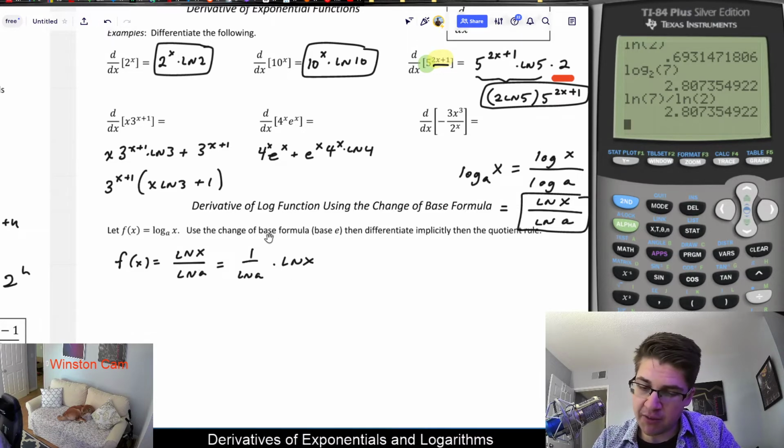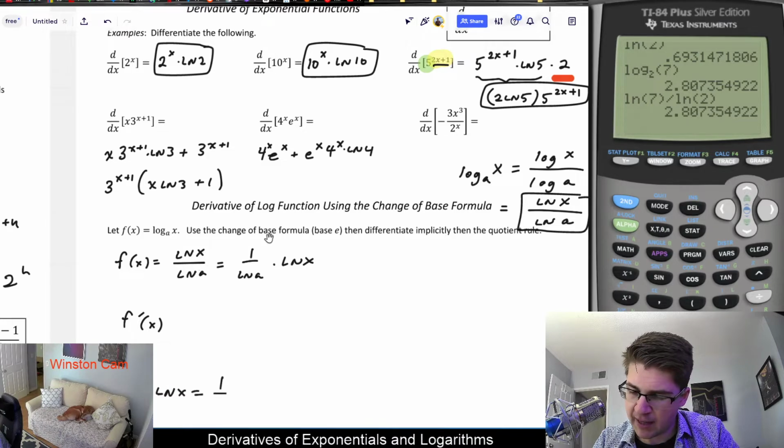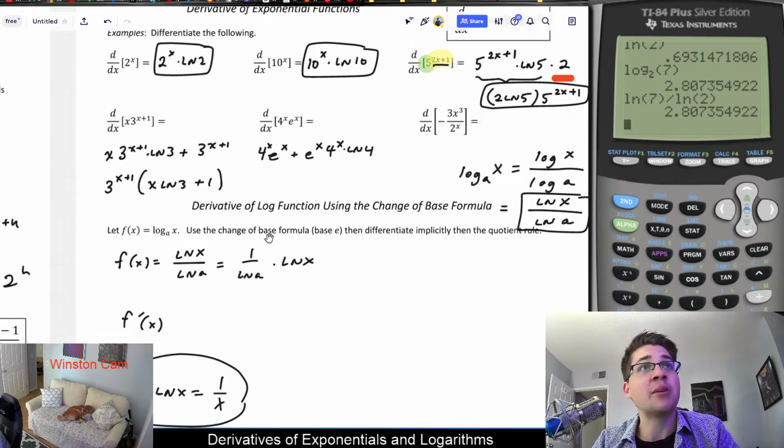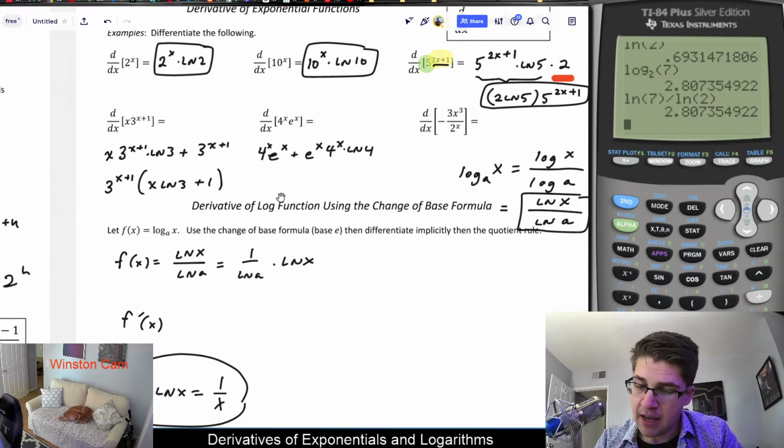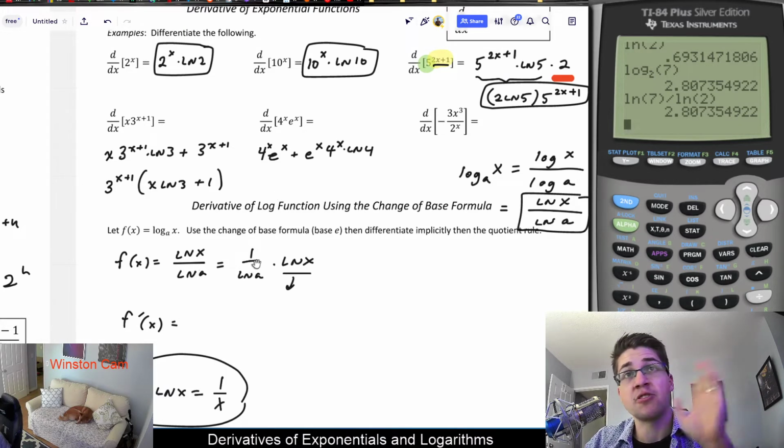Why am I writing it this way? Because if we're trying to solve the derivative, we already know from the previous video that the derivative of the natural log of x is 1 over x, which we did implicitly. So if we know that log base a of x is equal to 1 divided by the natural log of a times ln x, the derivative of ln x is just 1 over x, and this is just a coefficient. This is just a constant number.